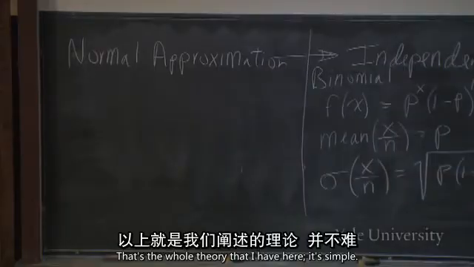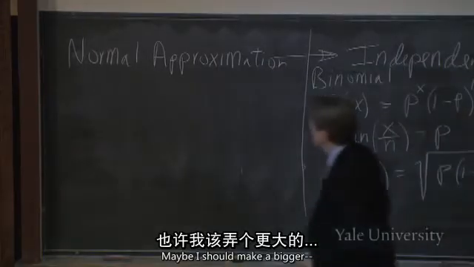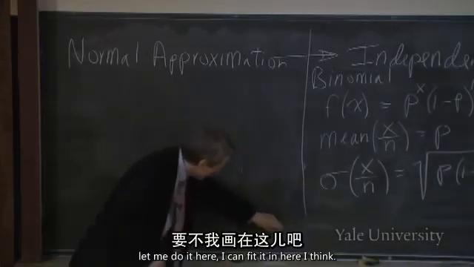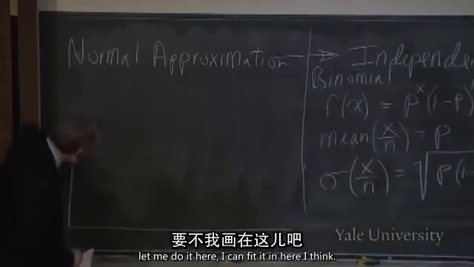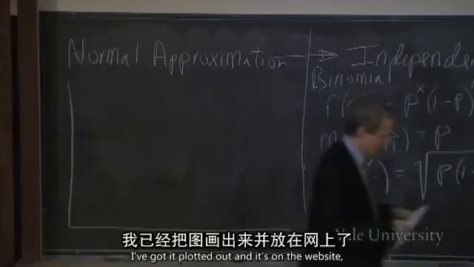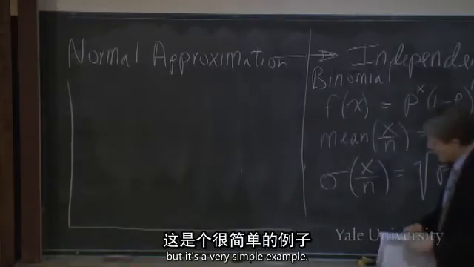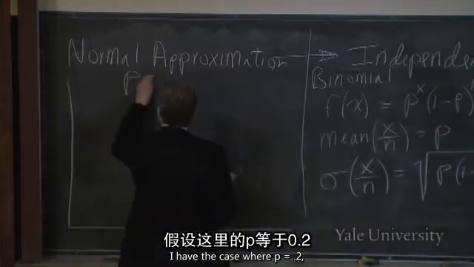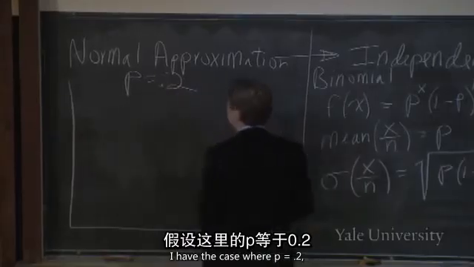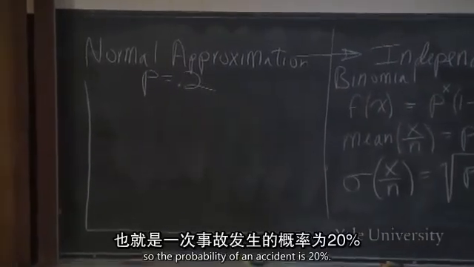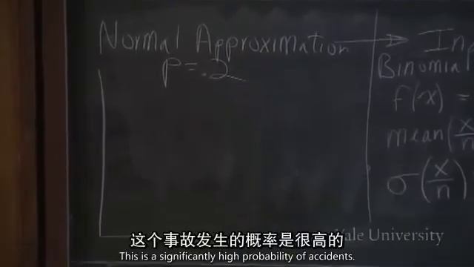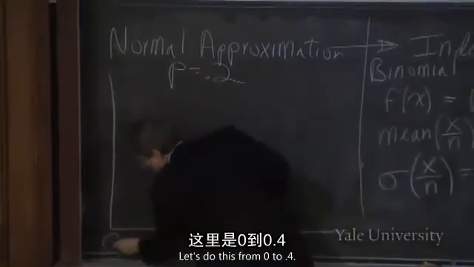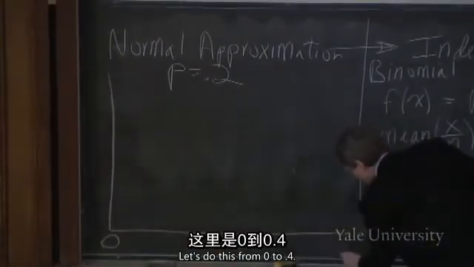It's simple. So maybe I should make it bigger. Well, let me do it here. I can fit it in here, I think. I'm going to draw an example. I've got it plotted out, and it's on the website, but it's a very simple example where p equals 0.2. So the probability of an accident is 20%. This is a significantly high probability of accident. Can you see all this, right? It goes from 0 to 0.4.